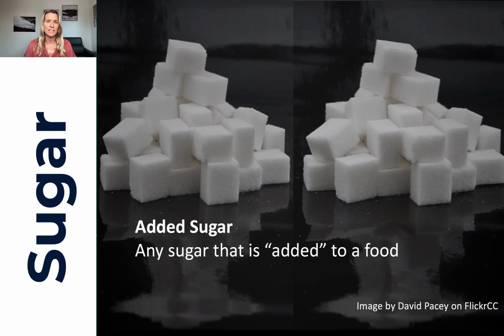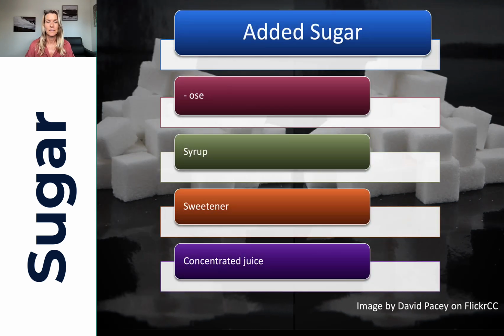So what is an added sugar? Added sugar is any sugar that is added to a food. So when you look on an ingredient list, one clue is to look for something that says ose, fructose, sucrose, right? Maltose. Maltose isn't commonly added, but you can see how the ose is a giveaway.